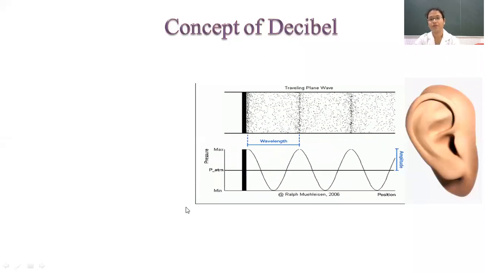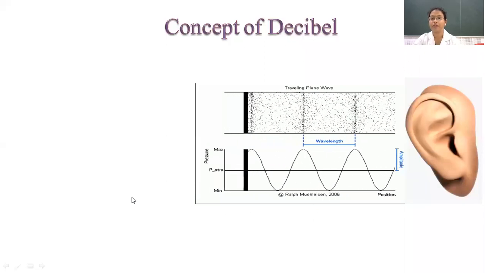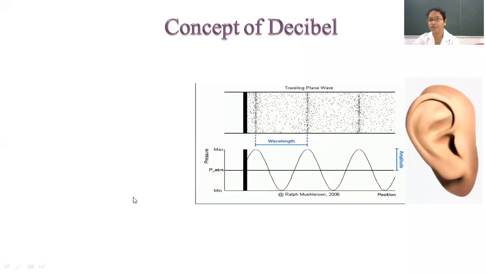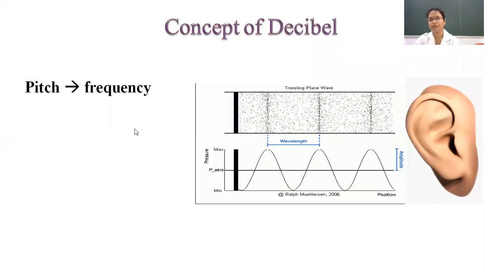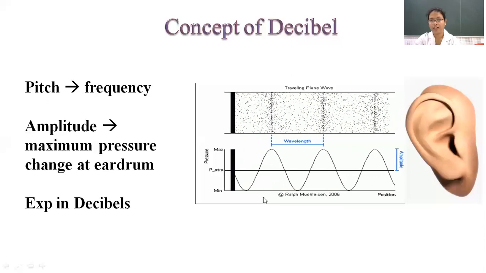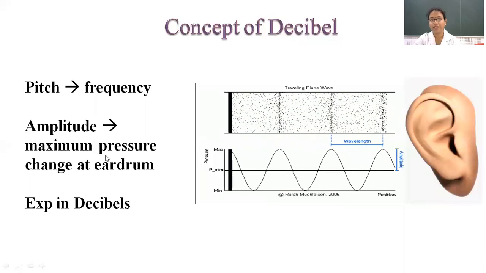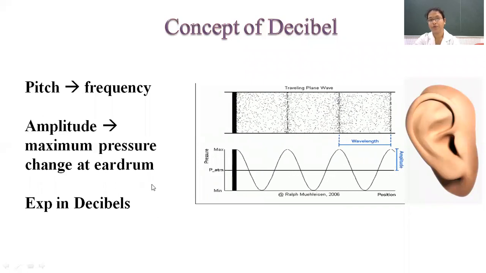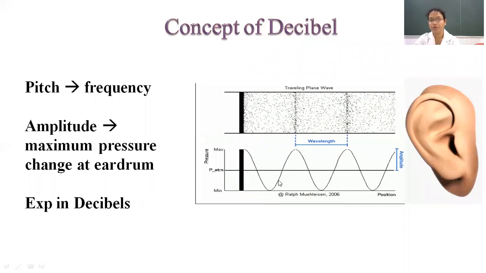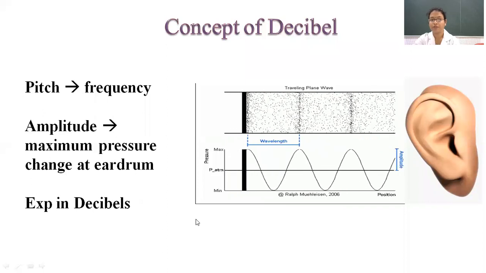Now, what exactly is decibel? We always talk about sound more than 100 decibels not being allowed, especially during festivals and all. As we know, pitch corresponds to frequency. Amplitude means the height of the wave, which is the maximum pressure exerted at the eardrum to produce some change. Usually this is expressed in terms of decibel.